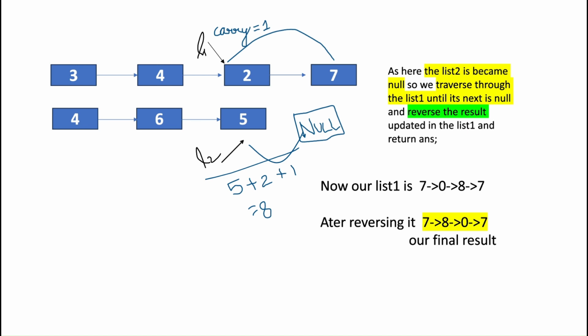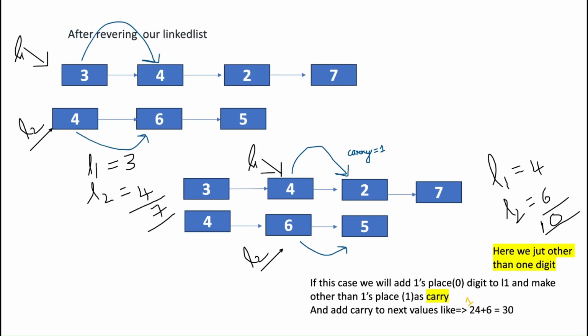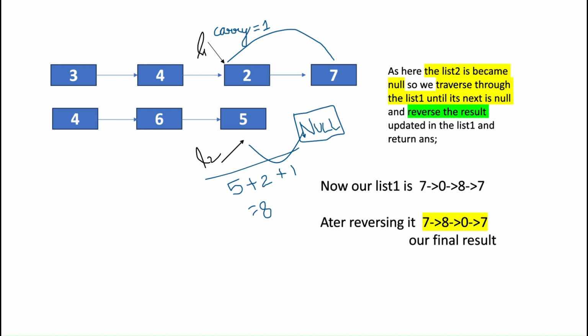Okay, what we have discussed, let's just recap it once: we are simply reversing both. As our operation is addition, this is going to be done from the least significant bit only. Simply doing our operation, handling our carry, moving forward, handling our list sizes, and moving forward and updating our node values, and lastly reversing our result from the second step. That's our final answer. Okay, now let's see our code in Java.